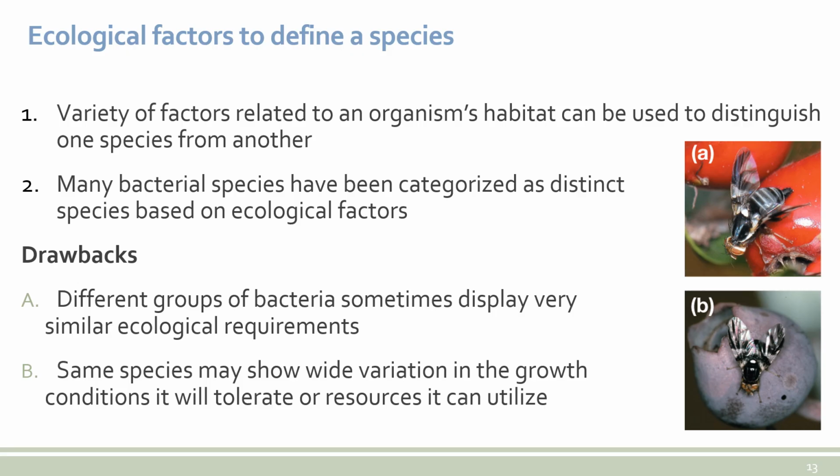Also, some species might show a wide variety in the ecological situations or habitat conditions that they can tolerate and resources they can utilize. So even though they might generally be defined to one or another, they may not actually utilize a particular resource all the time or only in certain conditions. And so this can make it a little harder to use the ecological species concept as well.